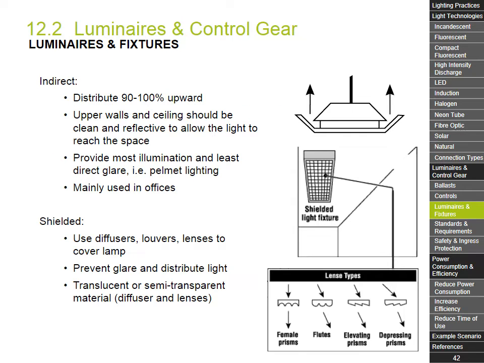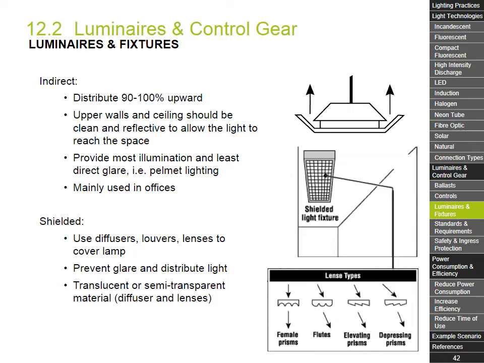Indirect fixtures distribute 90 to 100% of the light upward. It is always important to ensure that the upper walls of the room, as well as the ceiling, are clean and of a reflective nature to permit the light to reach the area or space. This type of fixture can provide the most illumination and also the least amount of direct glare. They are mainly used in offices.